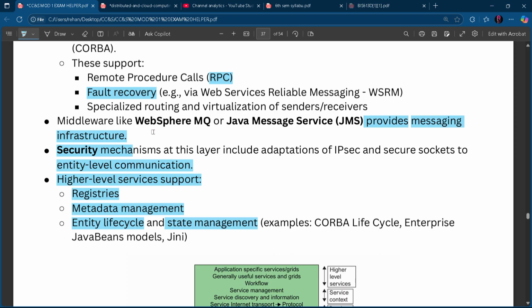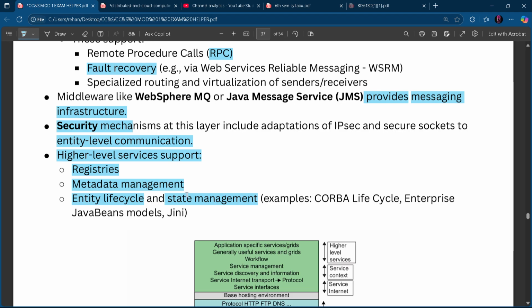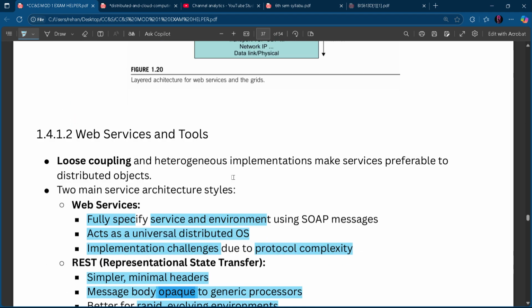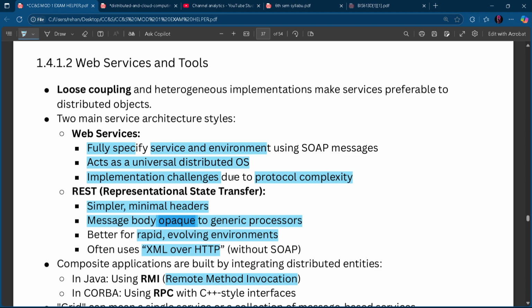We also have middleware, which provides the message processing infrastructure. We also have security mechanisms at the entity-level communication, and higher-level service support: registries, metadata management, entity lifecycle and state management.